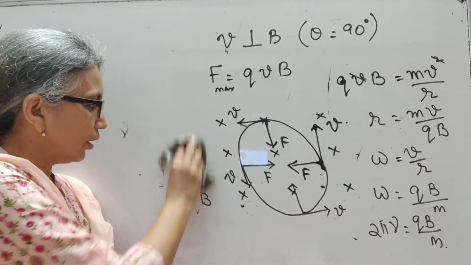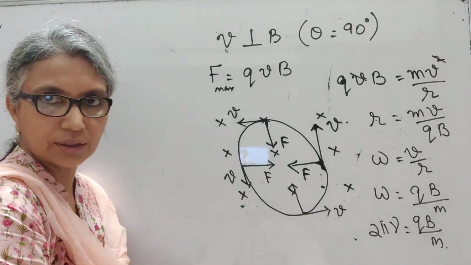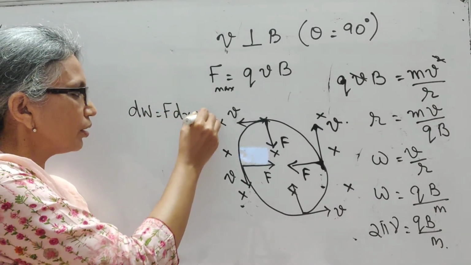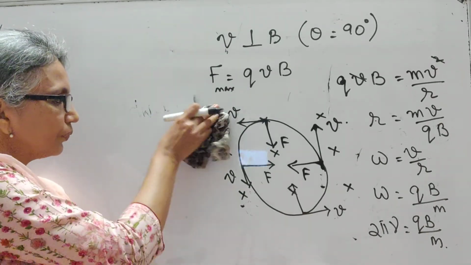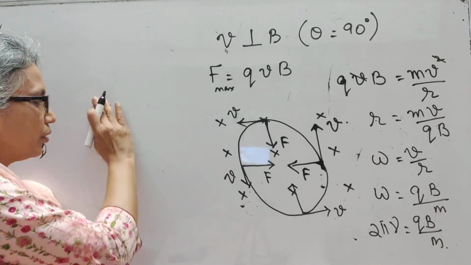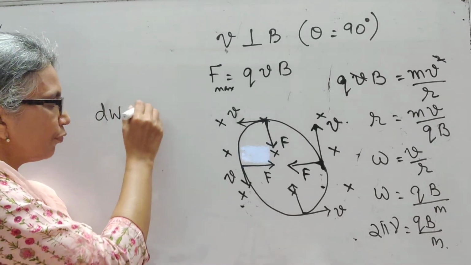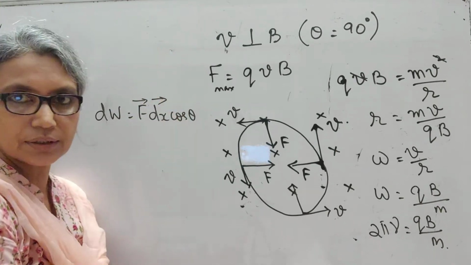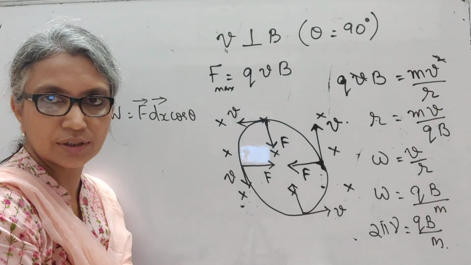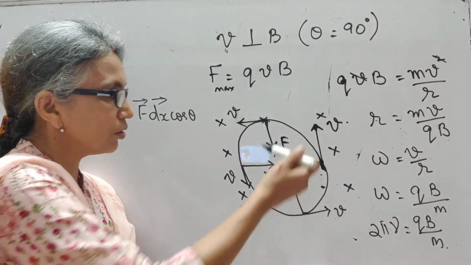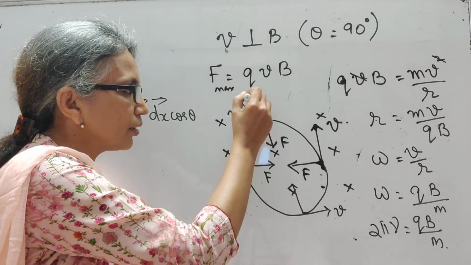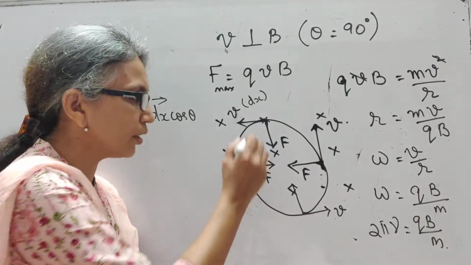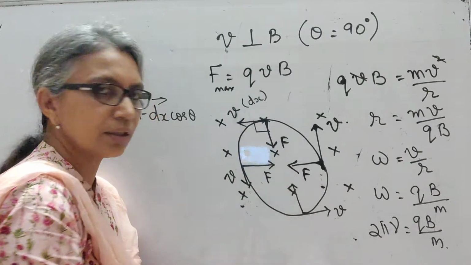Now one more thing I need to discuss here is that let's look at the work done in this case. Work done, dW, you know, is F dx cos theta. Theta is the angle between F and displacement. Displacement is in the same direction as velocity, right? Because velocity is displacement by time. So if this is the velocity direction, this is the same direction of displacement. Force is centripetal force towards the center along the radius. So this is the tangent and this is the radius, and you have an angle 90.